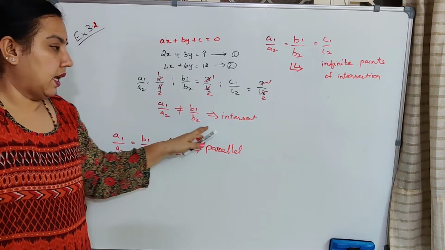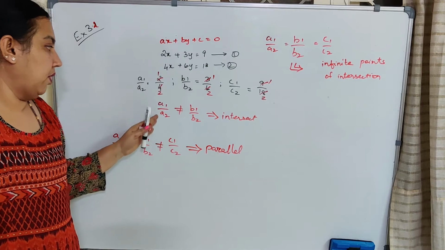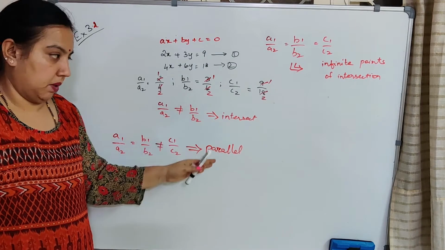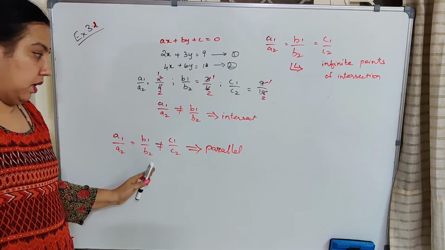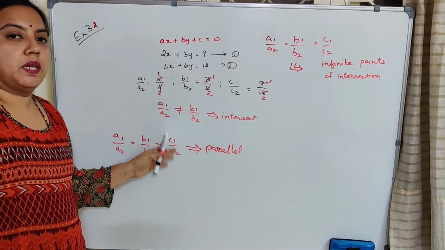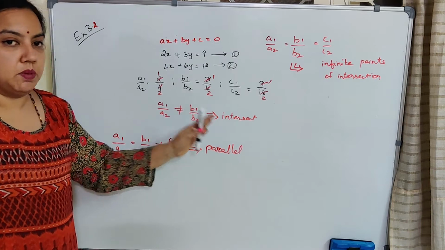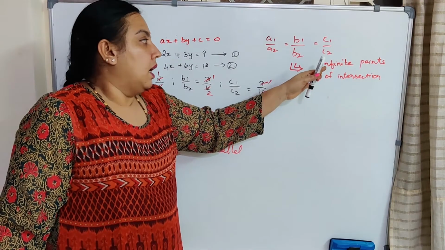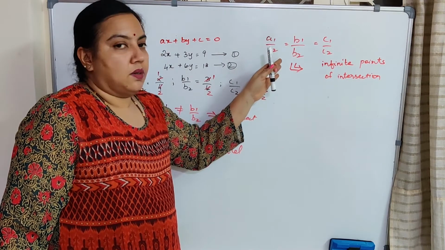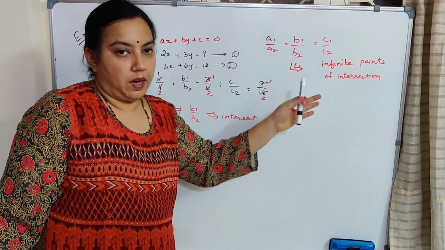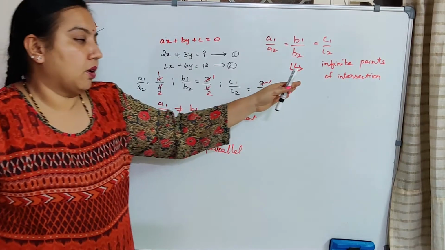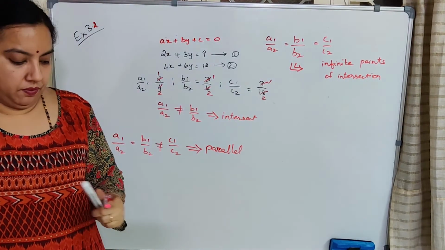We can find whether the lines are going to intersect if A1 by A2 is not equal to B1 by B2. Then if A1 by A2 and B1 by B2 are equal, but C1 by C2 is not equal, then they are going to be parallel lines. Yes. If all the three ratios are equal, it means the two lines are overlapping and they are going to produce an infinite number of results.